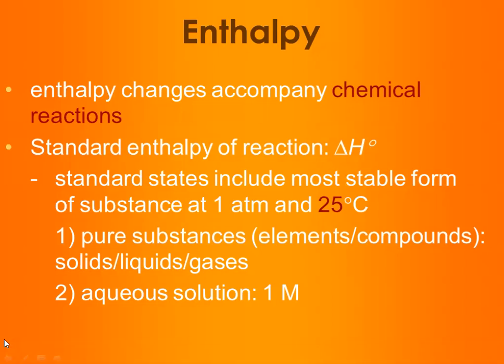for a given substance. When we're dealing with standard enthalpies, we see that degree sign after the delta H, and that's telling us the most stable form we would find that substance in at a pressure of 1 atmosphere and at 25 degrees Celsius. For the majority of our substances, they're going to be your pure substances. We're going to find them in either solid, liquid, or gas forms. For aqueous solutions, they will have concentrations of 1 molar.